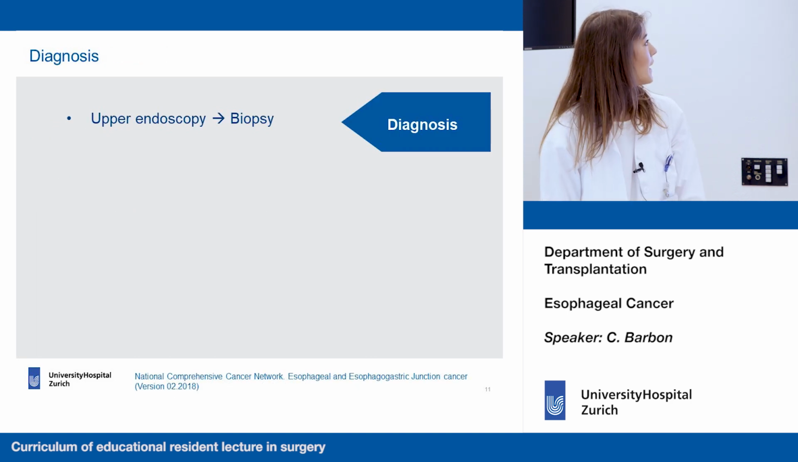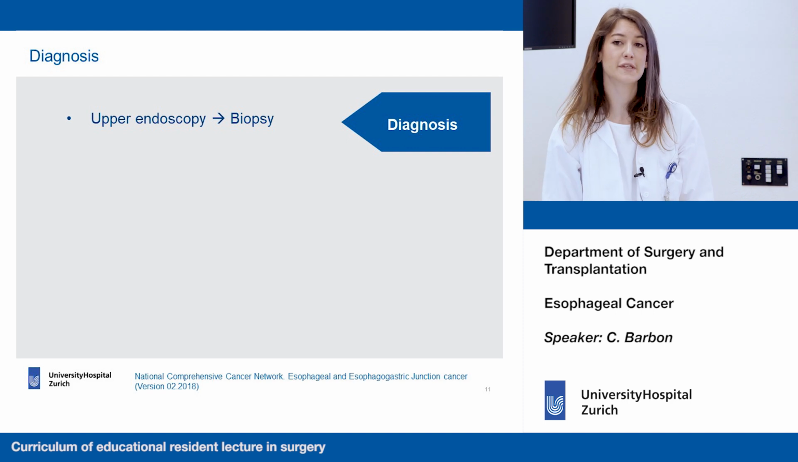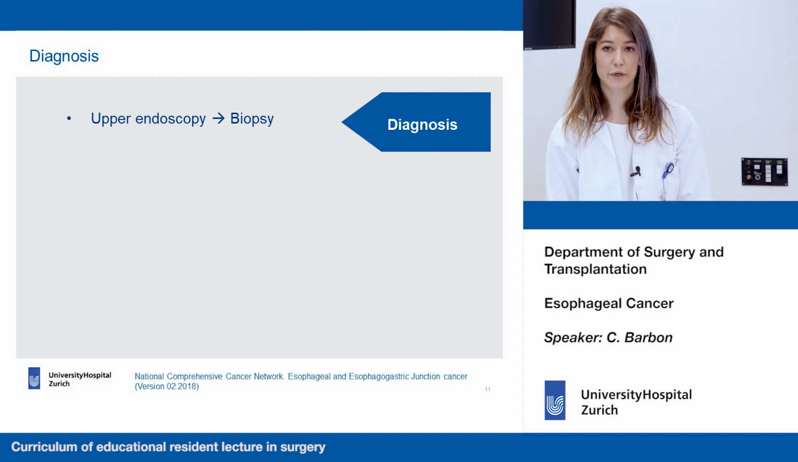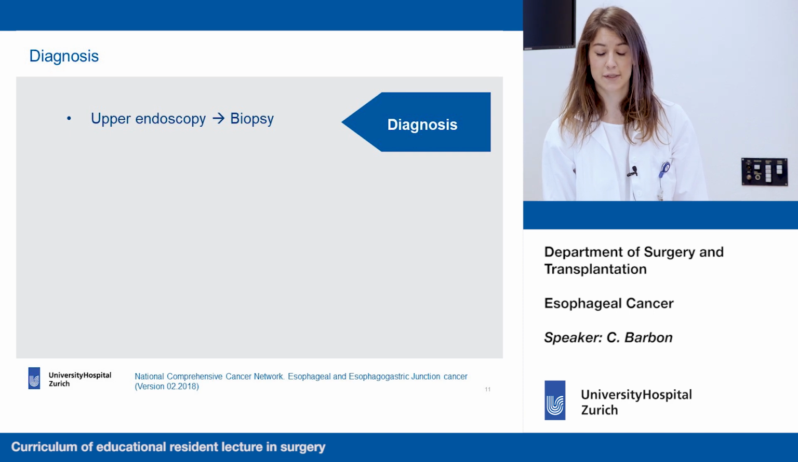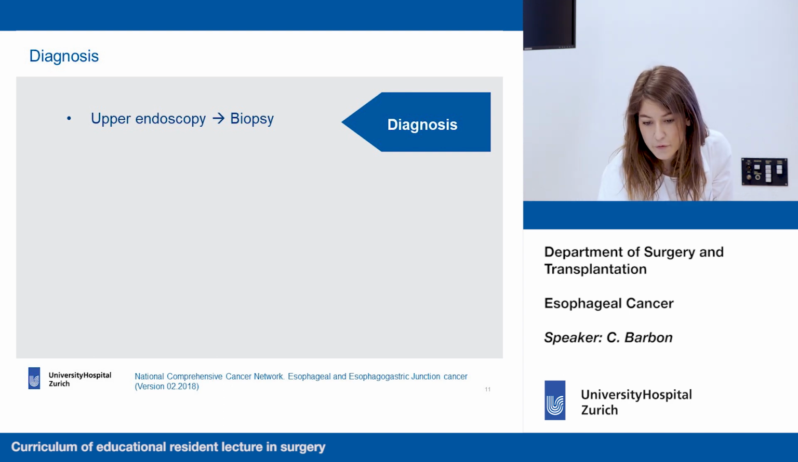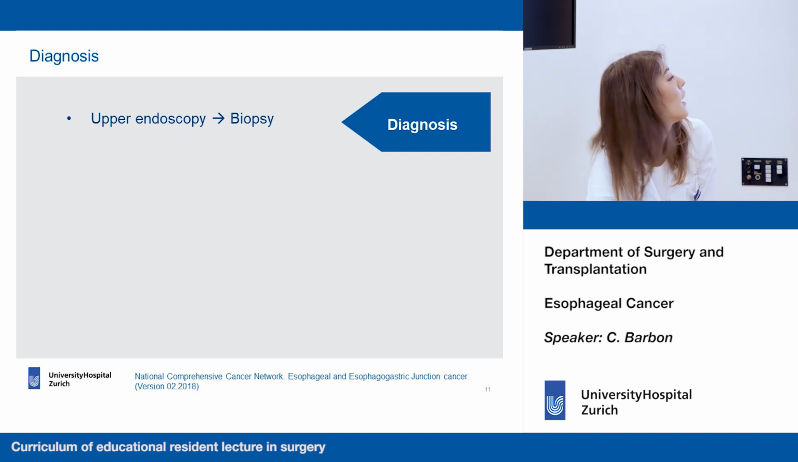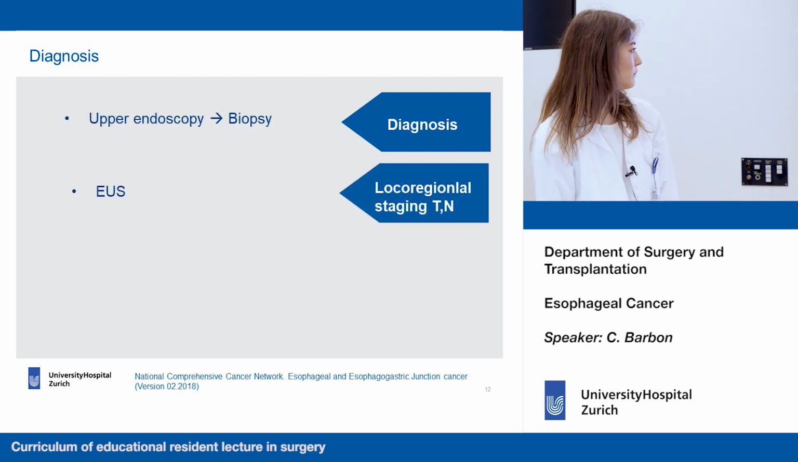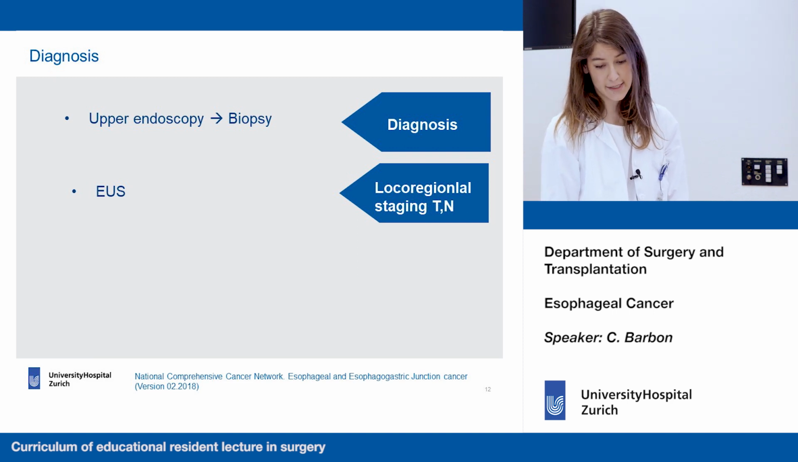So now we spoke about how this cancer can present, but how can we diagnose the cancer? So the most important thing is that we need a biopsy. We need histology, and so the first thing we perform is an upper endoscopy, and we perform the biopsies. And then once we have a diagnosis, we need to see the depth and the spread of cancer. So we have to perform the locoregional staging, and this is done thanks to the endoscopic ultrasound, which has a very high sensitivity.